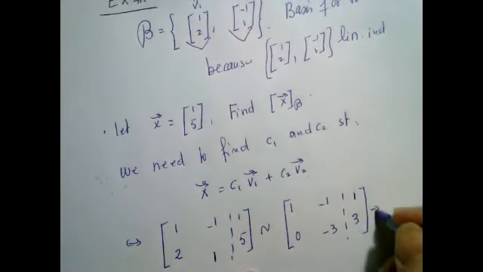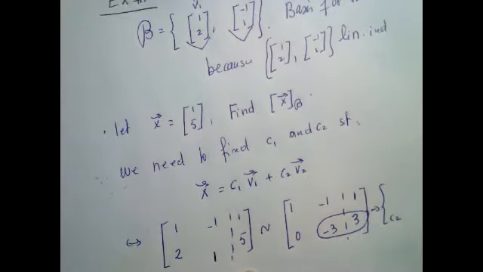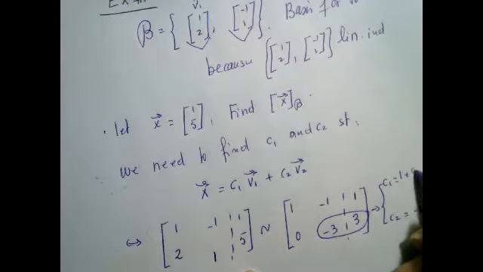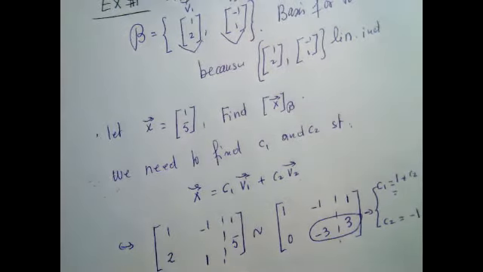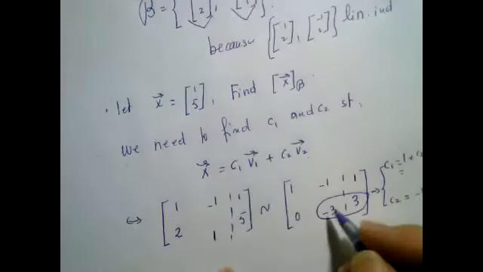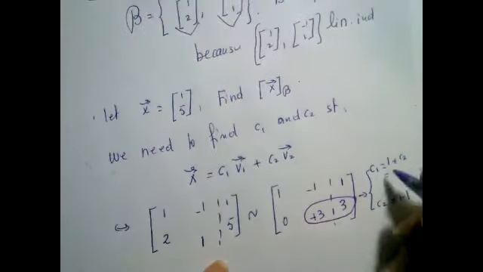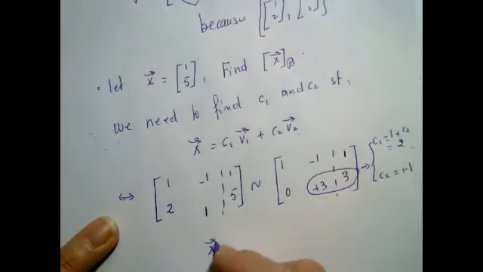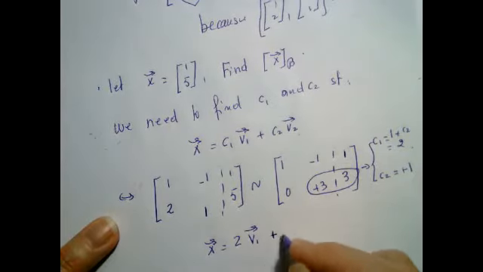So this means that minus 3 c2 equals 3, so c2 equals minus 1. And c1 is 1 plus c2, that's a plus 3 in here. 1 plus c2, which is equal to 2, which tells me that the vector x can be written as 2v1 plus v2.